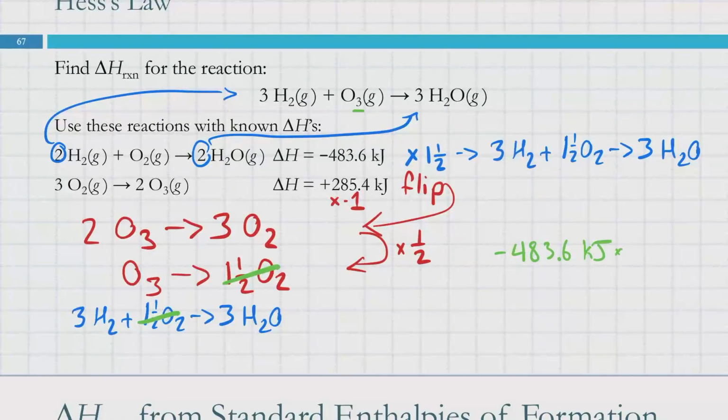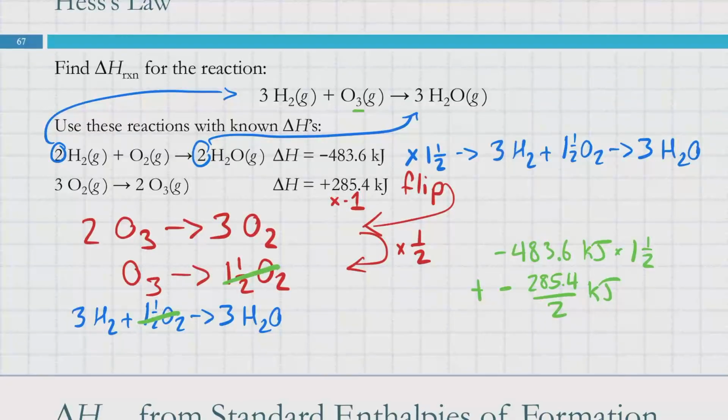So for our first reaction, we multiplied it by 1.5. For our second one, we flipped it, which means we multiplied it by -1. We also multiplied it by 1/2 or divided it by 2. So it's going to be a negative 285.4 over 2 kilojoules. And it looks kind of funky the way that I wrote it out.